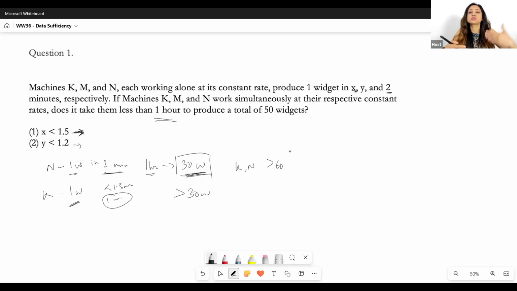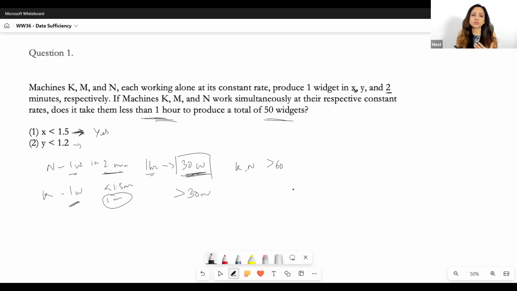So now when M is also included, then they'll produce even more, isn't it? So in any case, K, M, and N together are definitely producing more than 50 widgets every hour. So to make 50 widgets, it is going to take them less than 1 hour. So my answer is going to be yes over here. It is a definite yes over here.